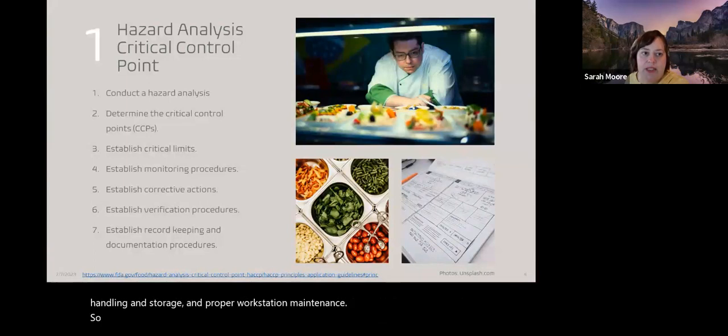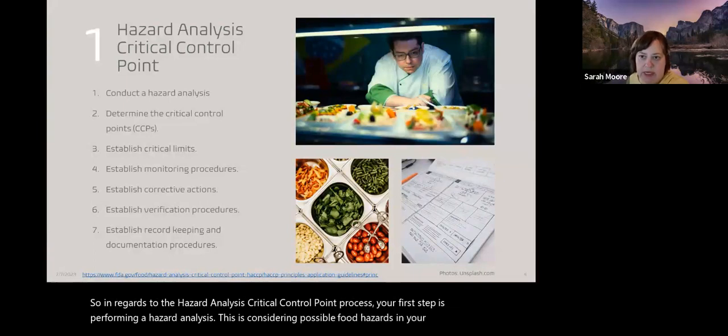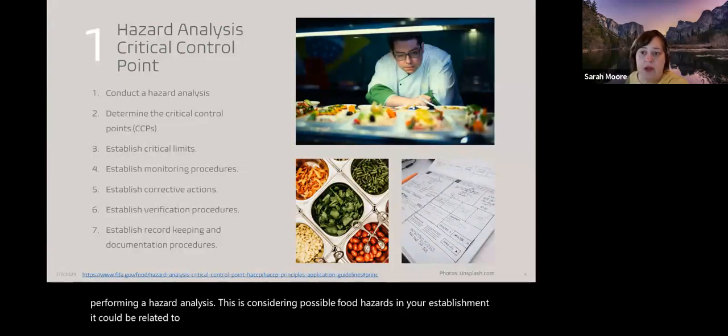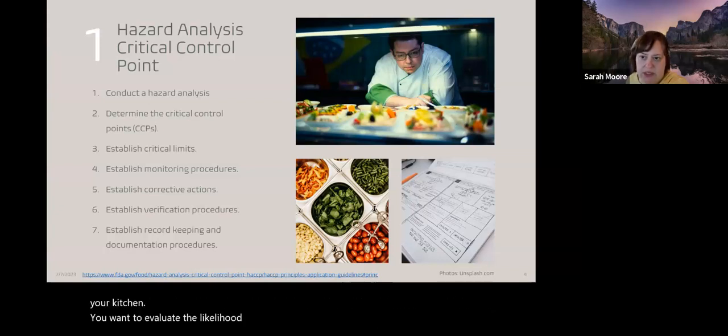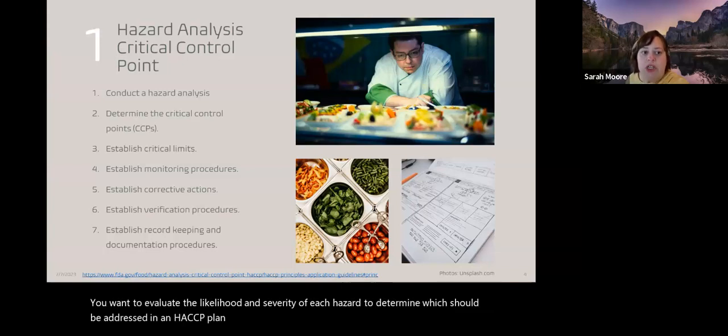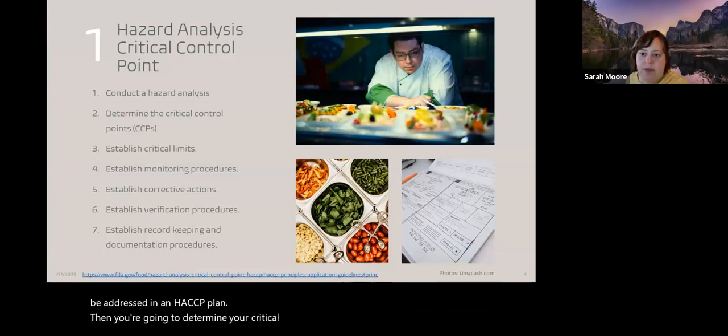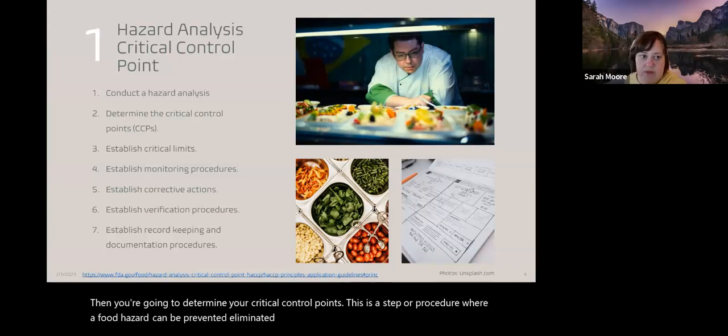So in regards to the hazard analysis critical control point process, your first step is performing a hazard analysis. This is considering possible food hazards in your establishment. It could be related to ingredients or staff or equipment, chemicals, processes that you have in your kitchen. You want to evaluate the likelihood and severity of each hazard to determine which should be addressed in an HACCP plan. Then you're going to determine your critical control points. This is a step or procedure where a food hazard can be prevented, eliminated, or reduced to a safe level. These are the things that you have the ability to control.